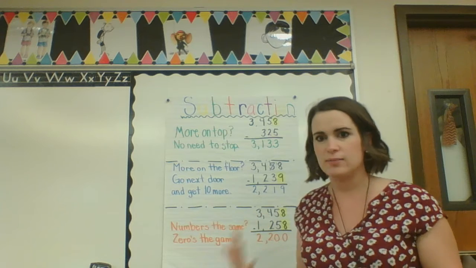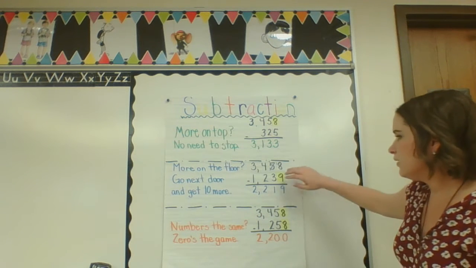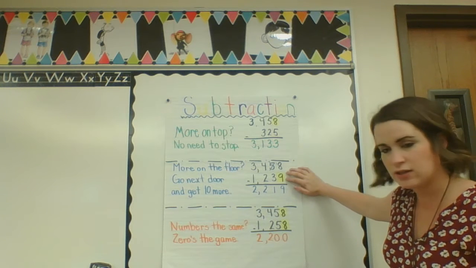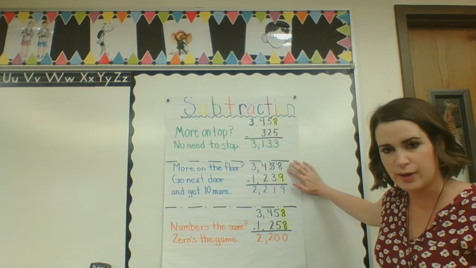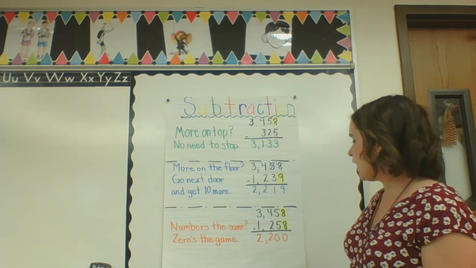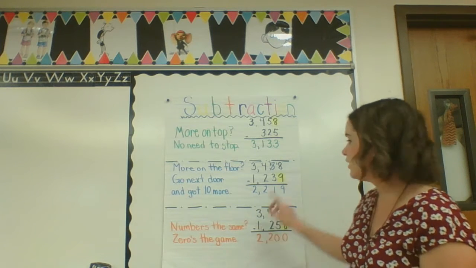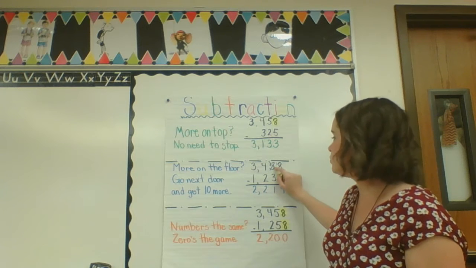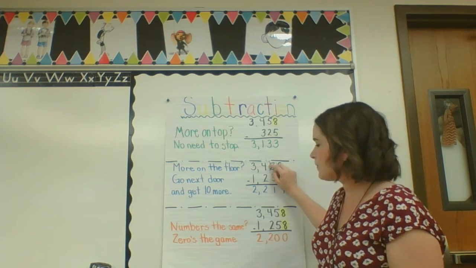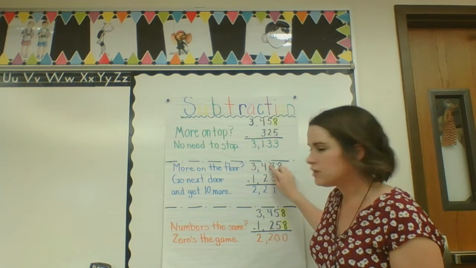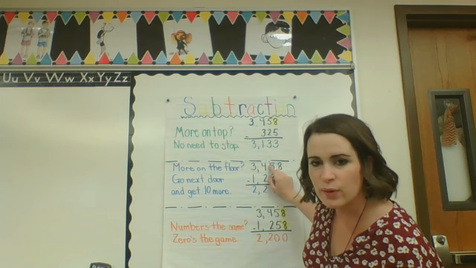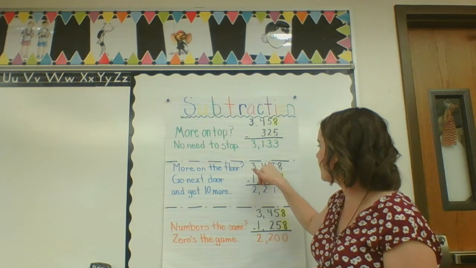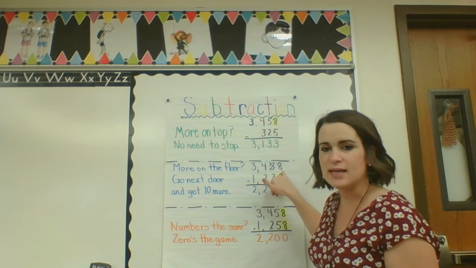So I always have to think to myself, can I take this number away from that number? Okay, I cannot. I can't take a greater number away from a smaller number. So I'm going to need to go next door. So I go next door to the next number, which is 5. And I'm going to cross it off, and I'm going to borrow a 10 from it. So it's hard to see there, but I wrote a little 4 above it. So now that becomes 4, and this 8 becomes 18.